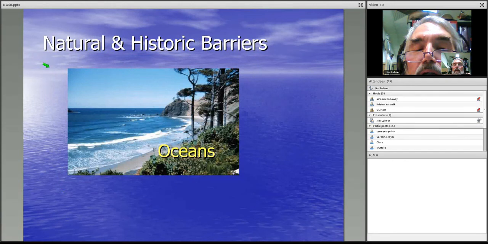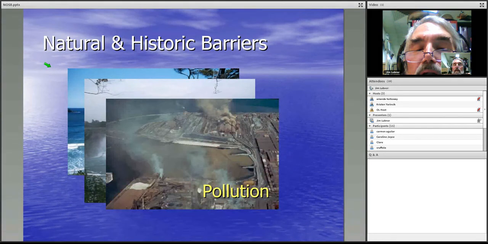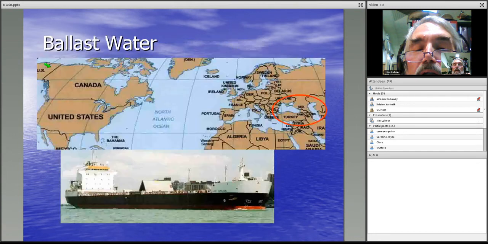Historically, the high salt concentration of oceans formed a natural barrier to the movement of a lot of these things, as did waterfalls like Niagara Falls. Pollution was a barrier. And as you can see, we're bypassing a lot of these things by improving water quality and by building canals around those natural barriers. Ships are moving with ballast water from all over the planet, really, taking species from one place to another.